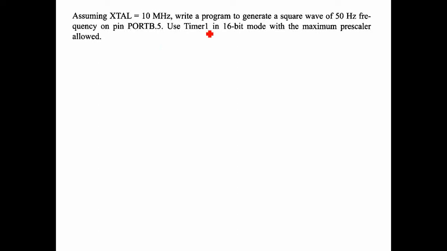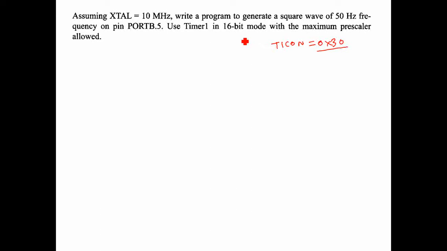First thing is we have to calculate what the bits are for the timer 1 control register. With 16-bit mode and the maximum prescaler allowed, T1CON, the timer 1 control register, is equal to 0x30. We get this from the calculation with the timer control register, where we are programming it with a 16-bit mode and other possible values.